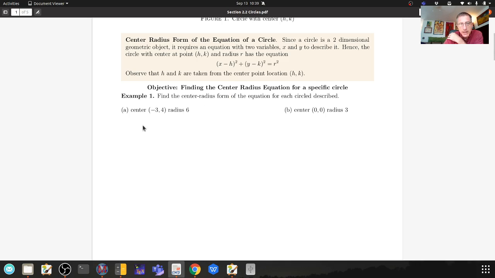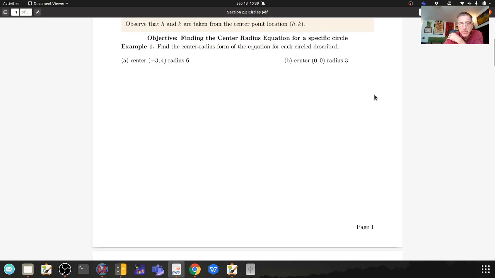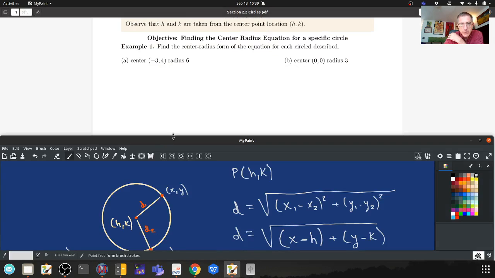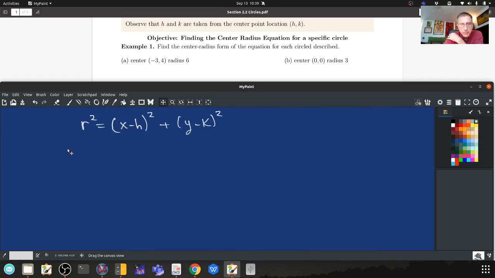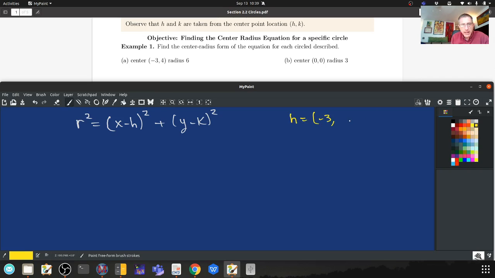So here I'm given the center and I'm given the radius. So we want to find the center radius form of the equation for each of the circles. So let's do that. So I'm given that h is equal to minus 3 and k is equal to 4.